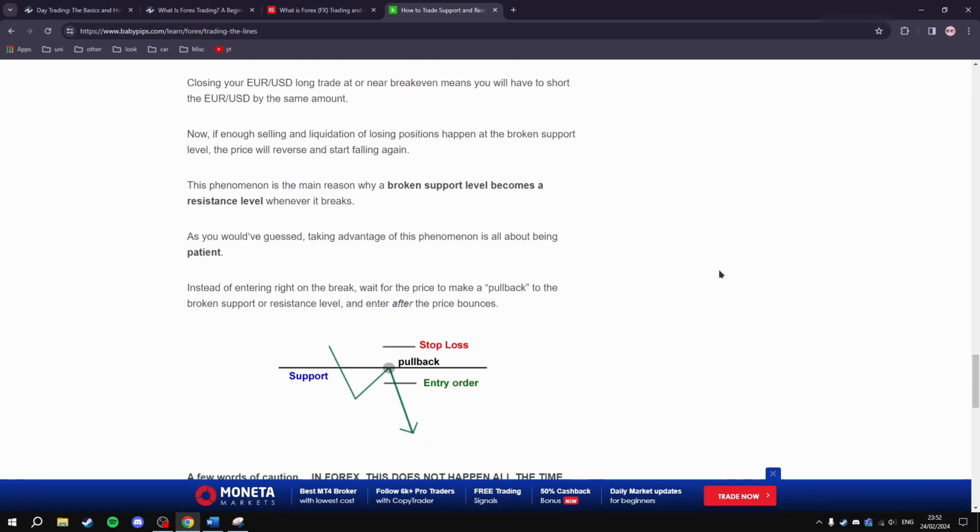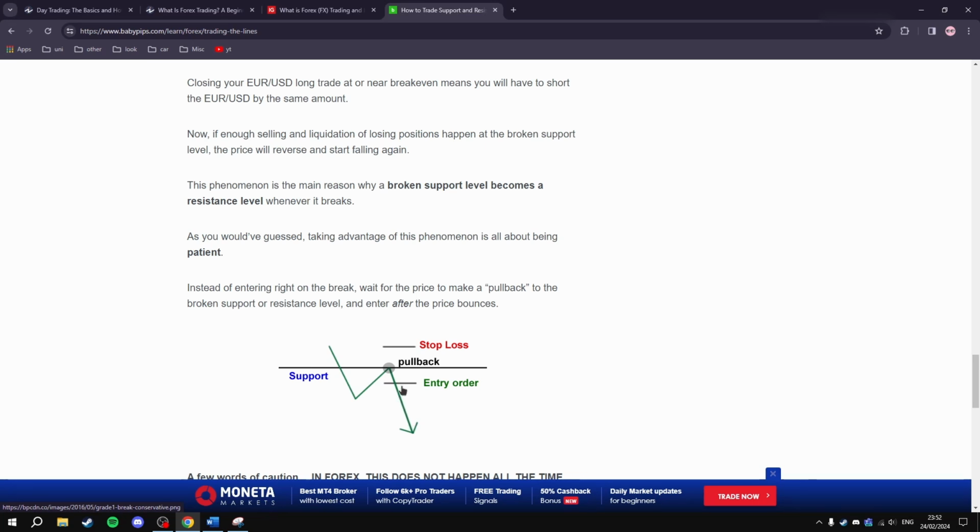Instead of entering right on the break, wait for the price to make a pullback to the broken support or resistance level and enter after the price bounces. Well, I need to reread this again. So the price action comes from here, breaks through the support line, rises back up again to the support line. So this is where it becomes a resistance line, because it bounces back down again.